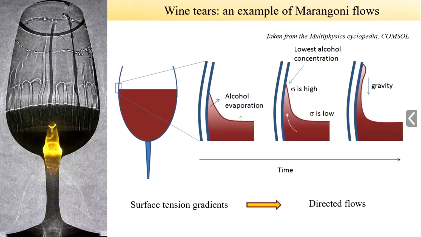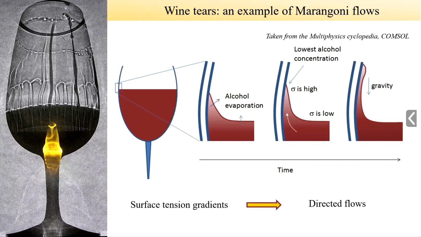And for people who are not familiar with Marangoni flows, there are actually still debates whether the wine tears are really Marangoni flows, but let's assume they are. Here, these are these nice structures that you see in wine. Because you have more alcohol evaporation at the meniscus, the alcohol percentage in the water changes the surface tension.